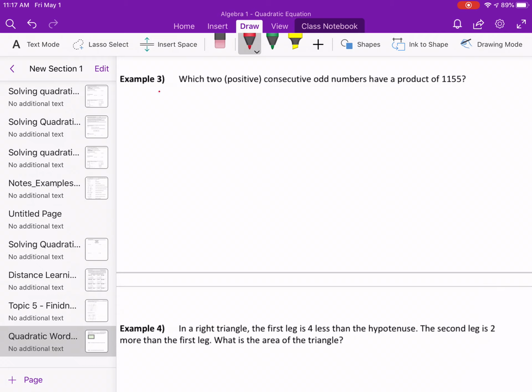Well, consecutive odd numbers are defined as this: 1, 3, 5, 7, 9, all the way up. You notice that what separates odd numbers is 2. So if I figured out that the first odd number is 17, it means the next odd number would have been 19. Well, the problem here is I don't know what the first number is. So that's what I'm going to call my variable x. That is my first odd number. My next odd number is going to be 2 more than that.